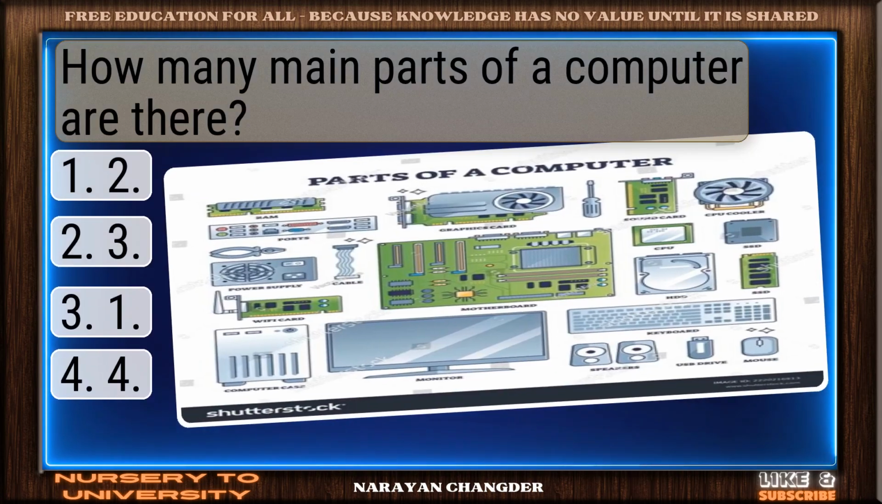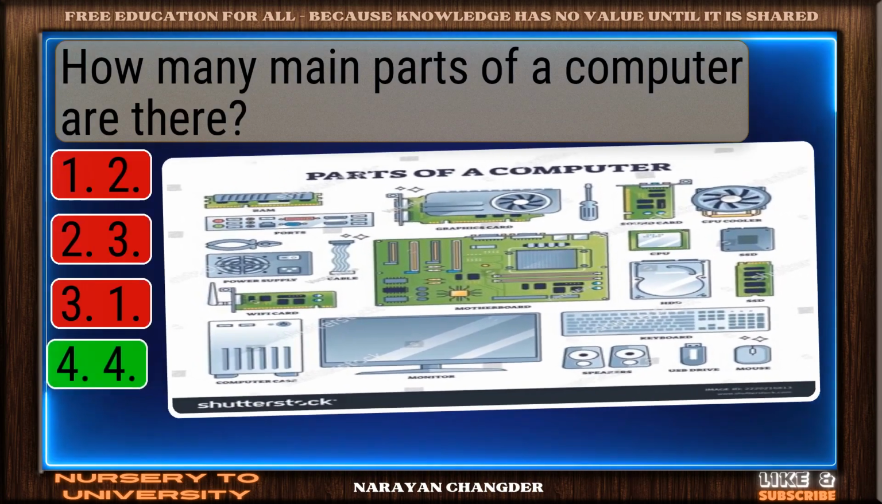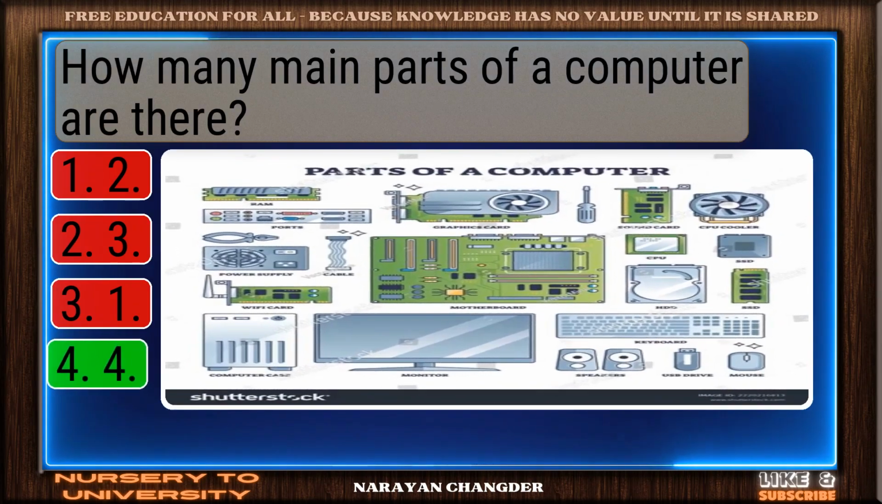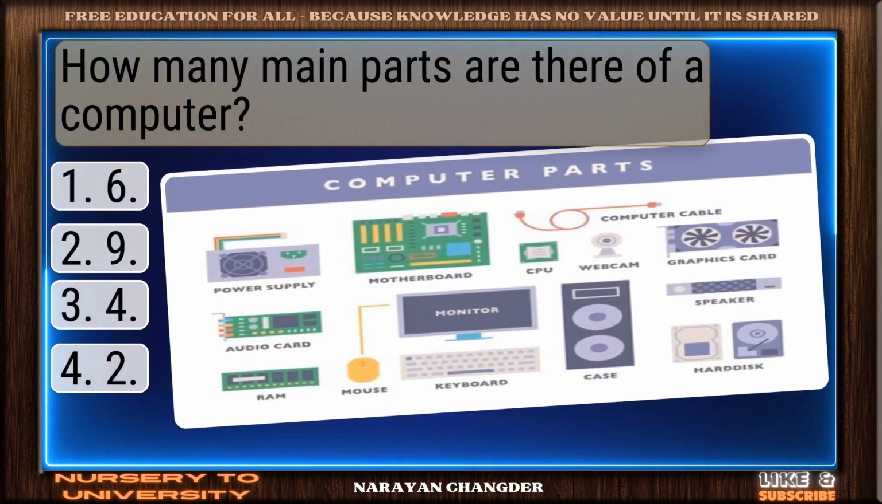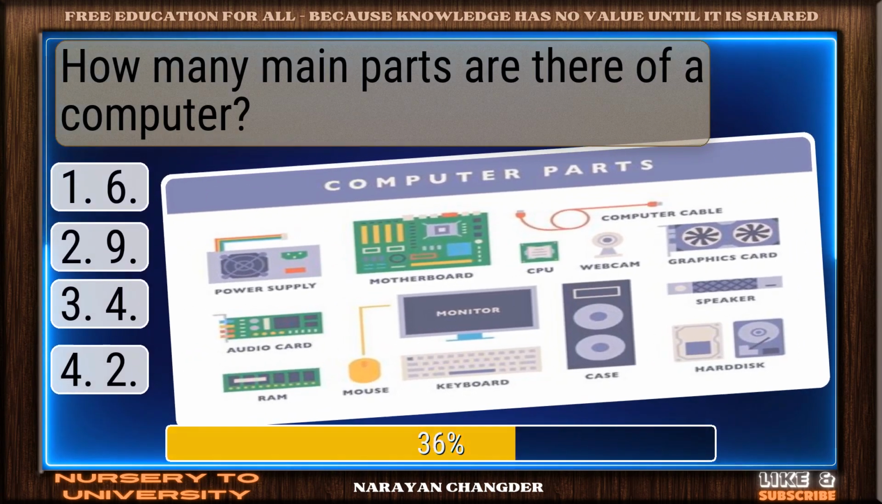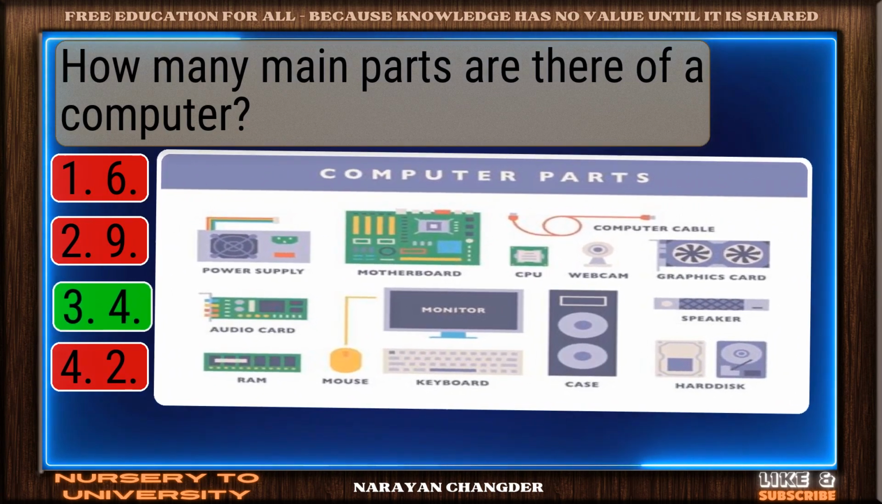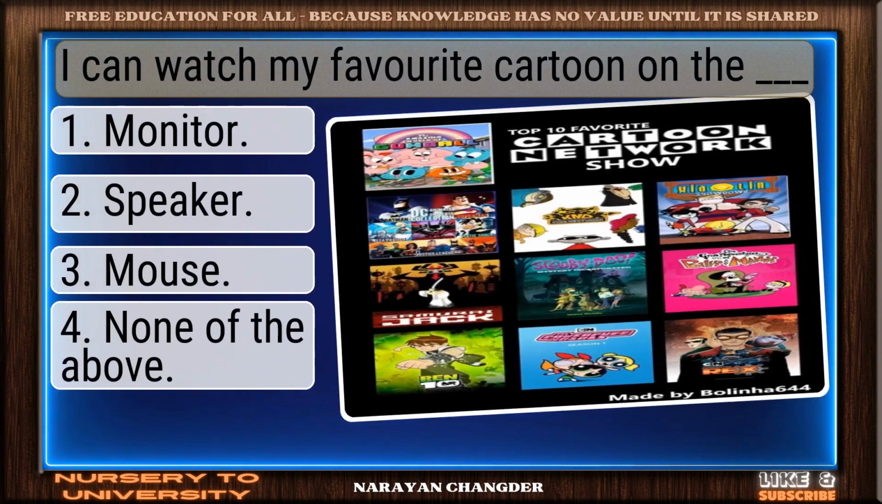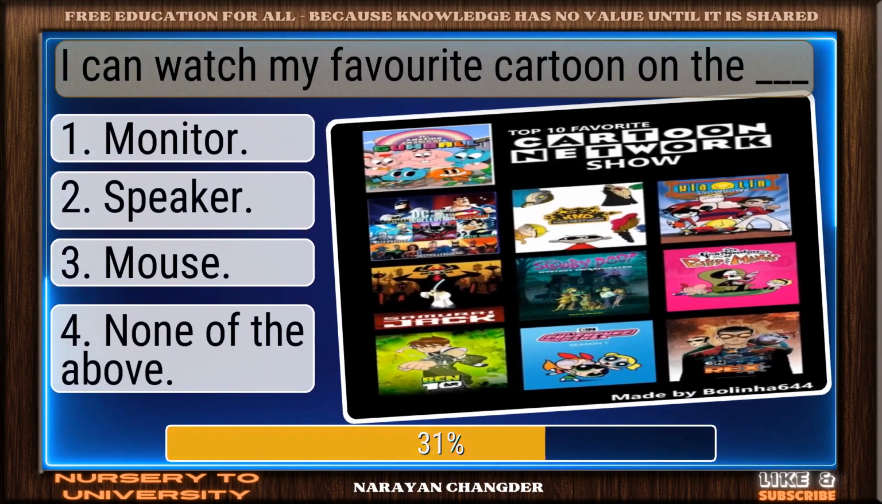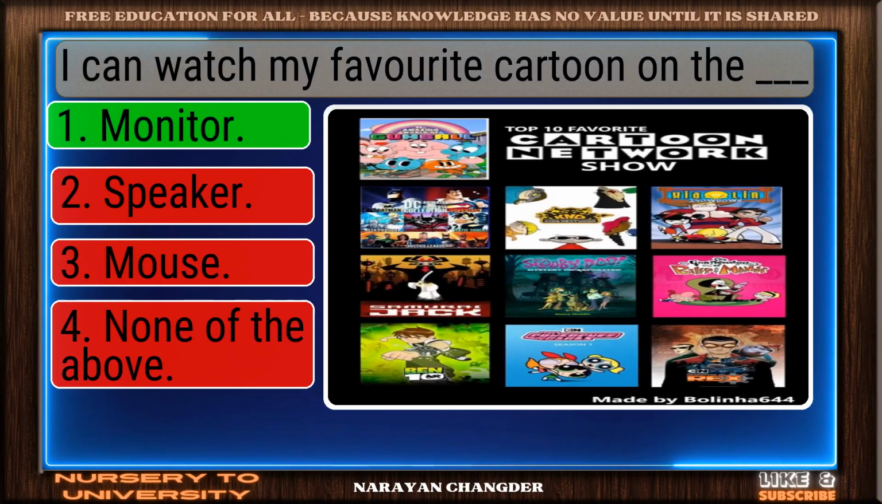How many main parts of a computer are there? Great thinking. 4 is right. How many main parts are there of a computer? Solid response. 4 is valid. I can watch my favorite cartoon on the dash. Valid point. Monitor is true.